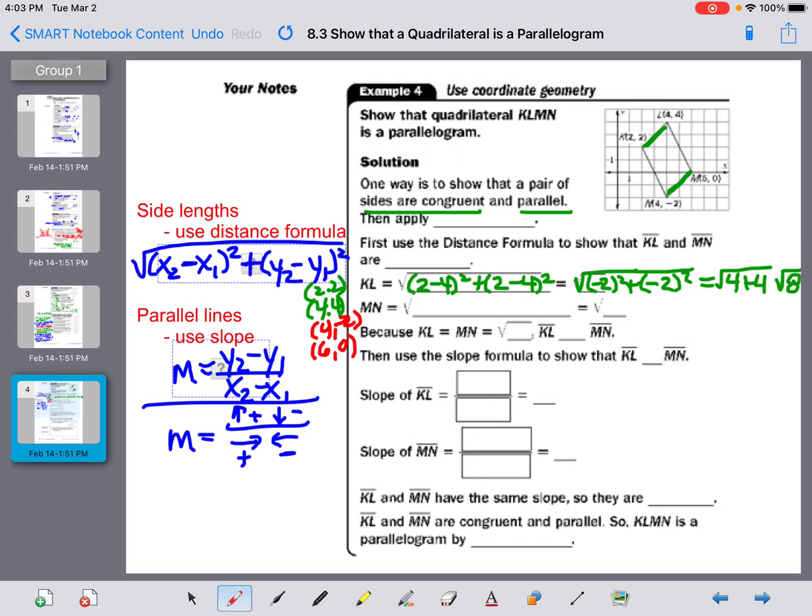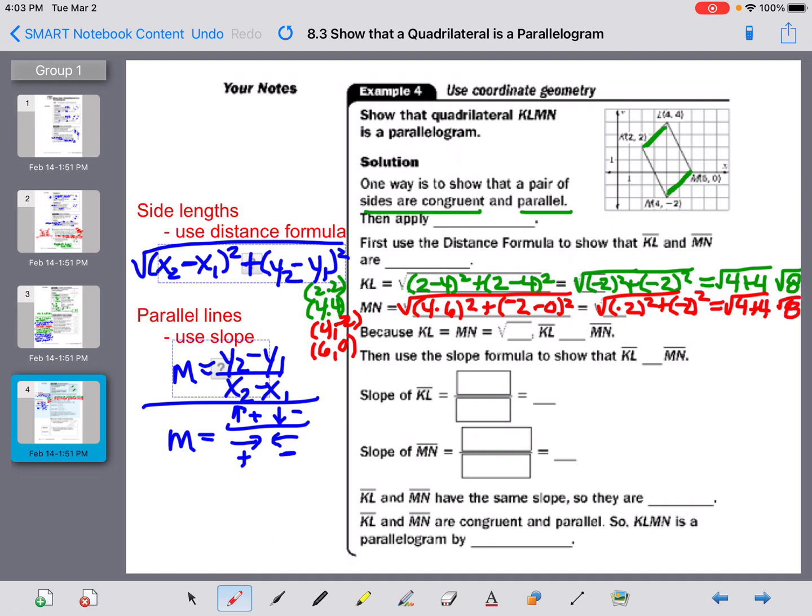Okay, so I'm going to subtract those x's, 4 minus 6, and subtract those y's, negative 2 minus 0. Well, 4 minus 6 gives me negative 2. Negative 2 minus 0 is negative 2. Negative 2 squared is 4. Negative 2 squared is 4. 4 plus 4 is 8.